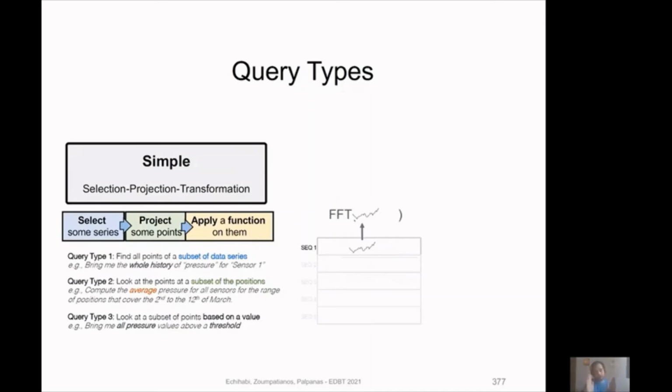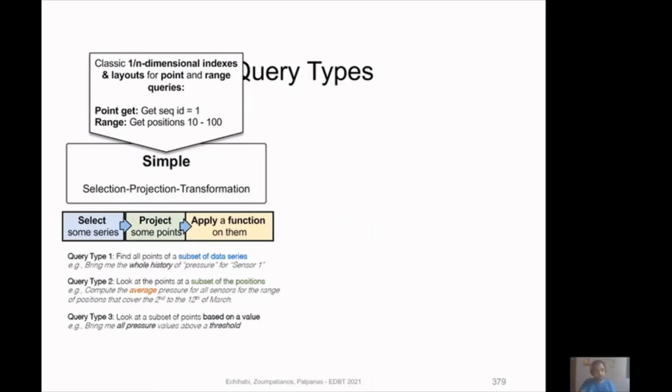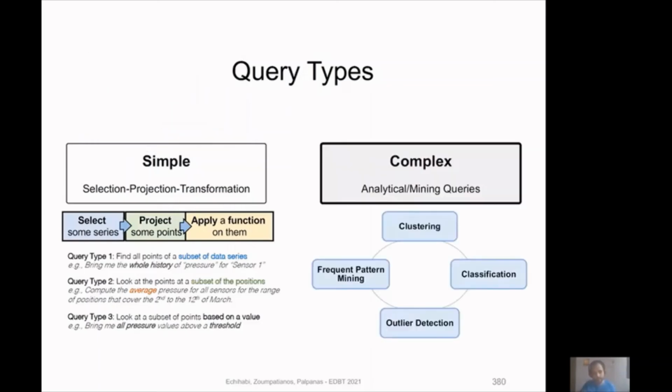And on top of this, a time range for a subset of the time series, I might want to be able to apply a function, for example, give me the average, or give me a Fourier transform. Now, in order to optimize such queries, one can use, of course, classic one and r-dimensional indexes, like all the layouts that we've seen, and it's trivial to then implement queries like point get and range get and things like that.